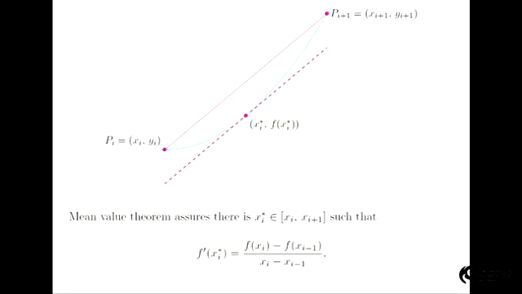In any case, the mean value theorem assures there are some x_i*, some sample in between the ith point and the (i+1)th point, so that the slope of this line, f(x_i) minus f(x_{i-1}) over x_i minus x_{i-1}, this is the rise over the run, there's going to be some point that we can choose that's going to have the same slope as this.